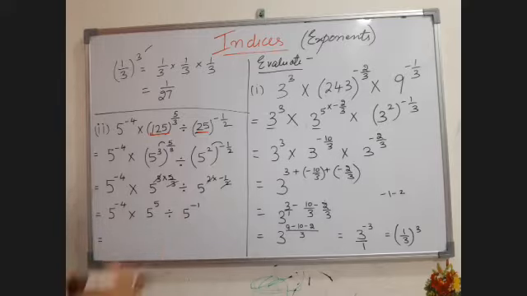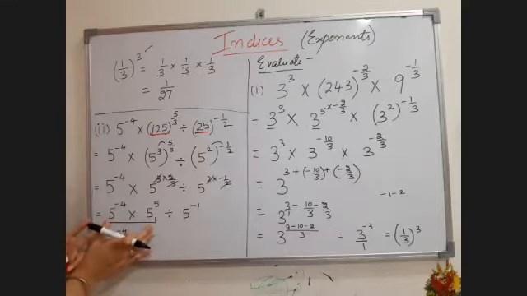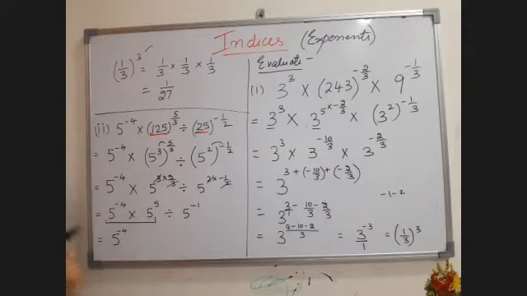Now, which rule should I apply? Ma'am, quotient rule. 5 to the power 4, 5 to the power minus 4. Here the bases are same. They are getting multiplied, so plus 5. But here the bases are same, but they are getting divided. So these powers, what should I do? Ma'am, subtract. You have to subtract, ma'am. So minus 1.